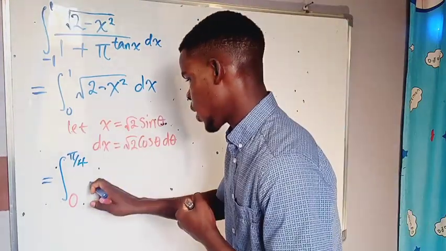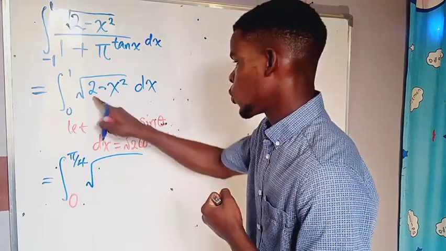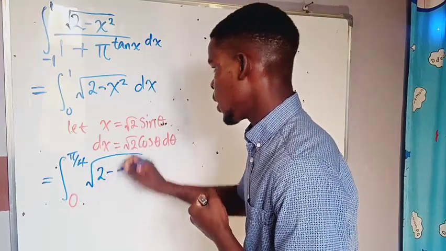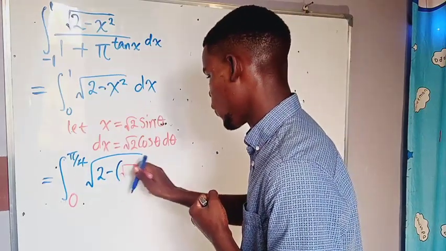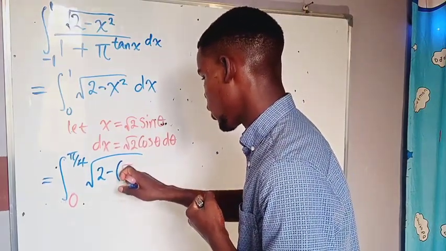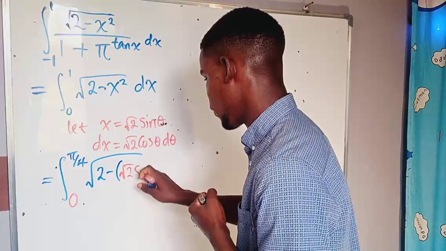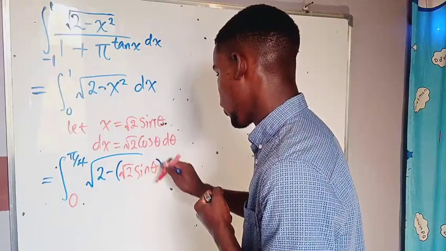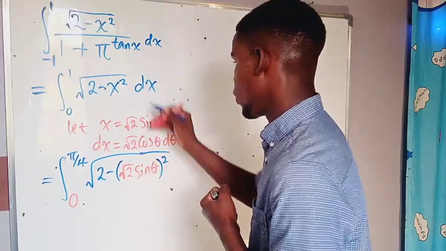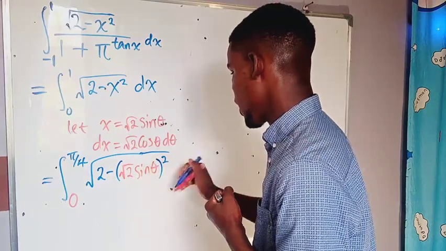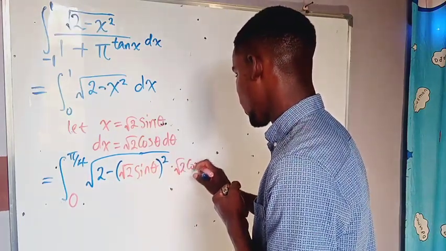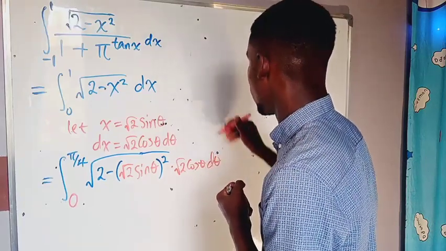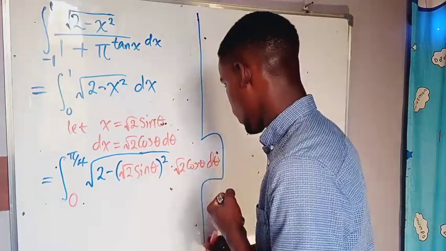All right, so we have the square root of 2 minus x squared. Well, what is x? x is the square root of 2 times the sine of theta, right? And then we are going to square that. And then we put the dx over here, where dx will be replaced by the square root of 2 times the cosine of theta d theta. Oh, that is very nice, isn't it?